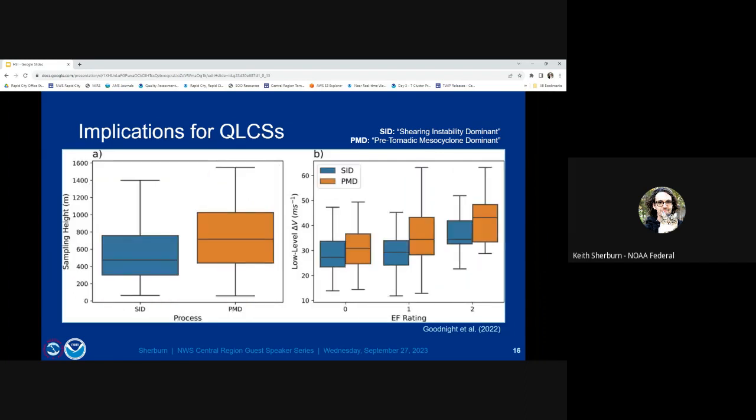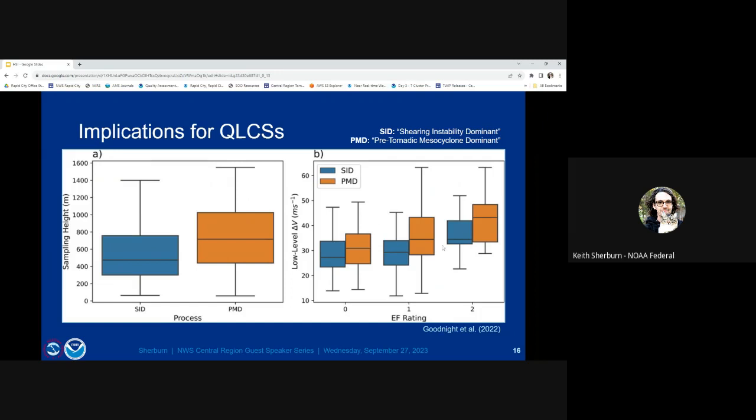With that said, if you look at the right-hand side of this figure here, you'll see that even in the same rating category, tornadoes associated with HSI tended to have weaker low-level delta V. You also see that although the delta V distributions for HSI cases are about identical for EF0s and EF1s, there is a notable increase when you get up to EF2s. So the 25th percentile delta V here of EF2s is comparable to the 75th percentile in both EF1s and EF0s.